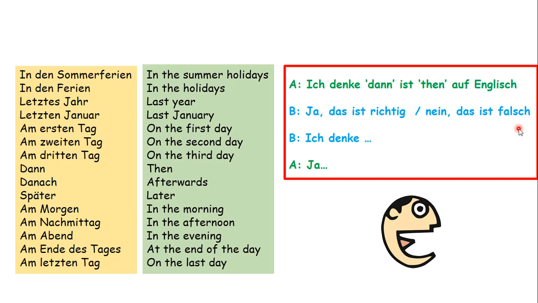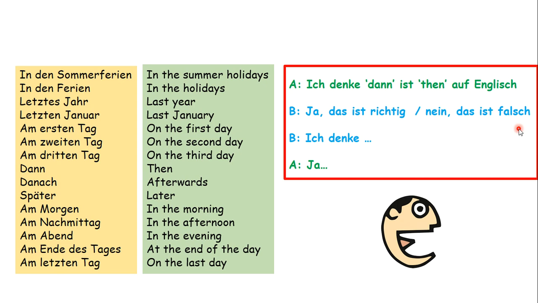Okay, so when you use a time phrase, you might remember that you need to use inversion. Inversion is when you swap the person and the verb at the beginning of your sentence around. If I were to say, in the holidays, I ate pizza. Now, I ate pizza is Ich habe Pizza gegessen.